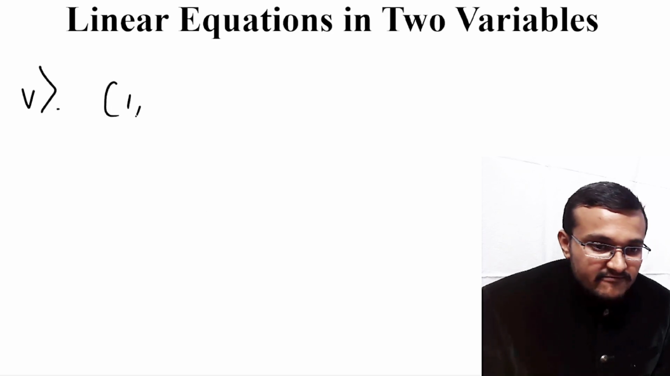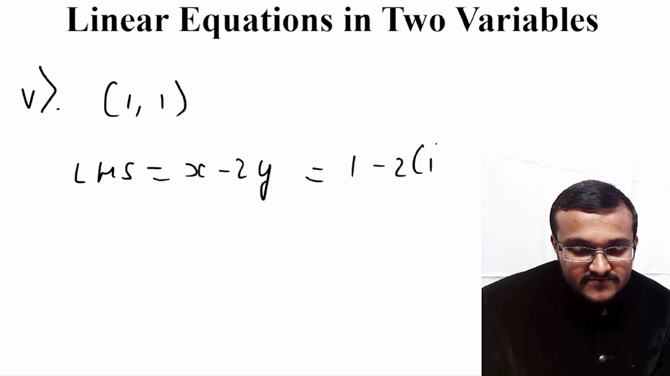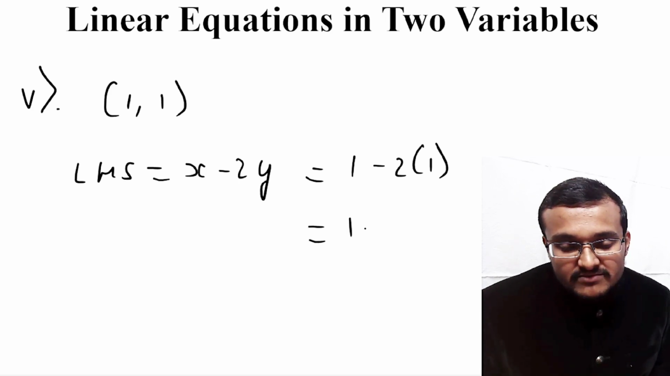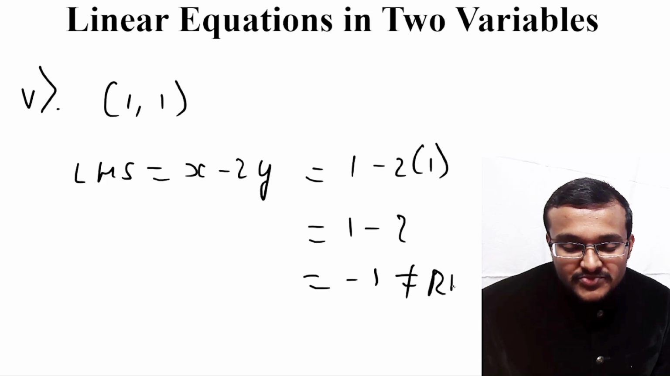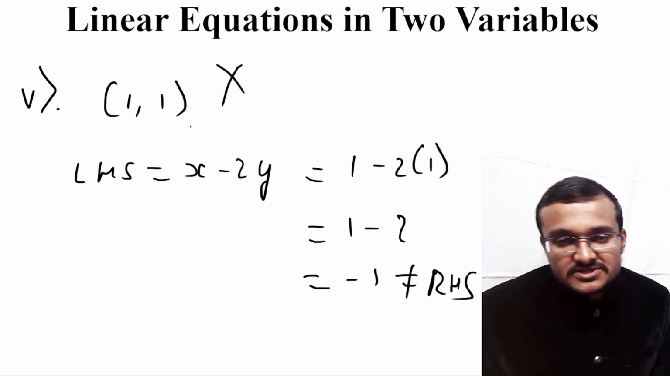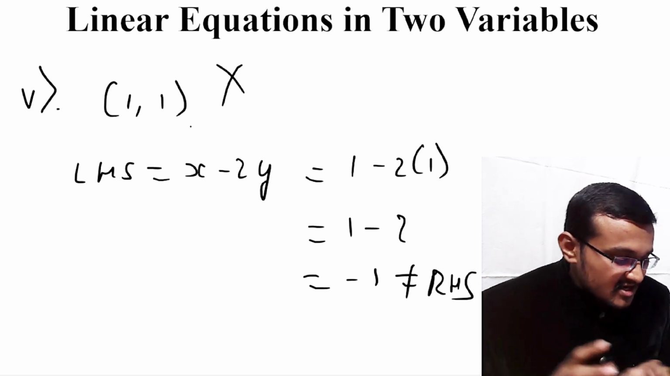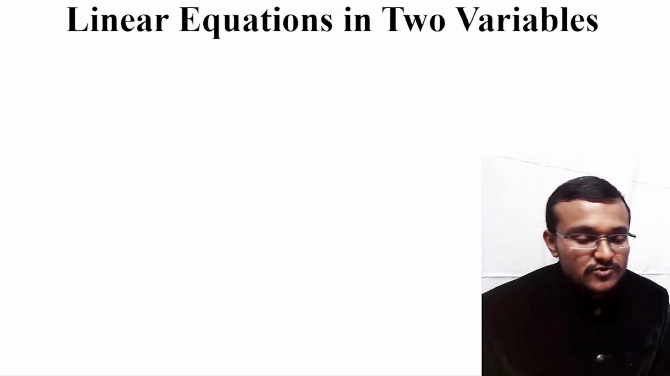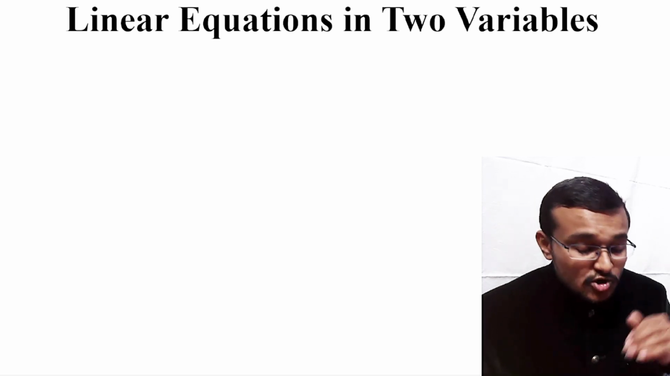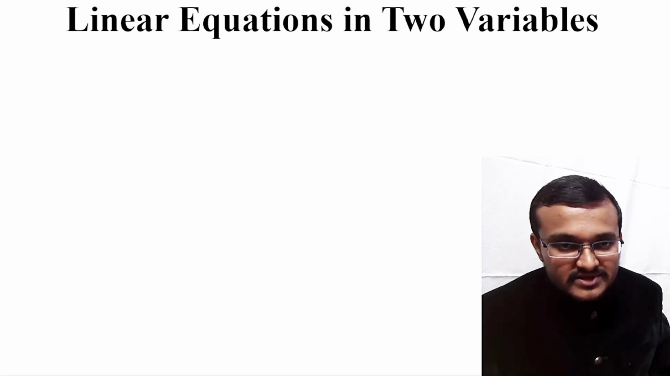Now in the fifth option you have (1, 1). So LHS is equal to x minus 2y. If you substitute 1 in both the x and y positions, then 1 minus 2 will be remaining. So that is equal to minus 1, which is not equal to RHS. So this is also not the solution of this particular equation. So the only solution which is possible here is (4, 0). The only solution possible for this particular equation is (4, 0), and all other options are not the solutions of this x minus 2y is equal to 4 equation.